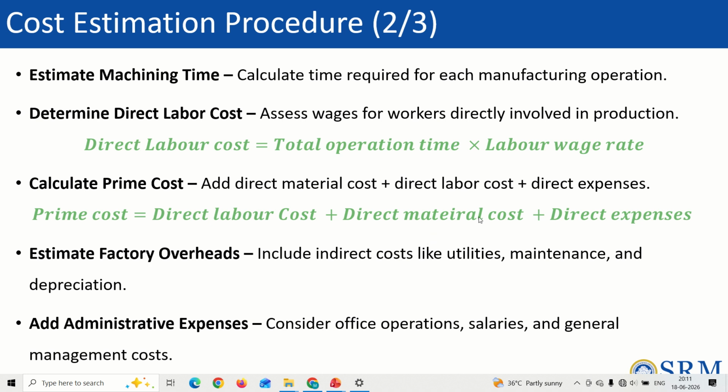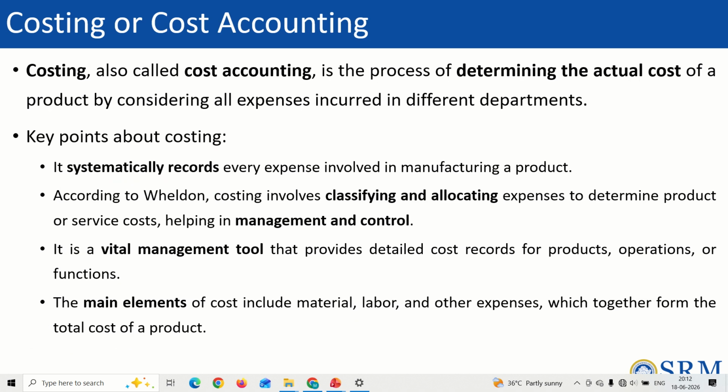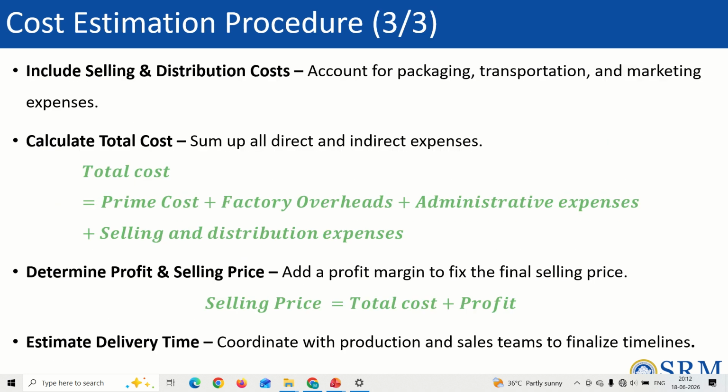Finally, we factor in factory overheads, which accounts for indirect costs like utilities, maintenance and machine depreciation, followed by administrative expenses like office operations and management salaries. So to conclude the procedure, we add selling and distribution expenses such as marketing and transportation. This gives us the total cost, summing up all direct and indirect expenses.